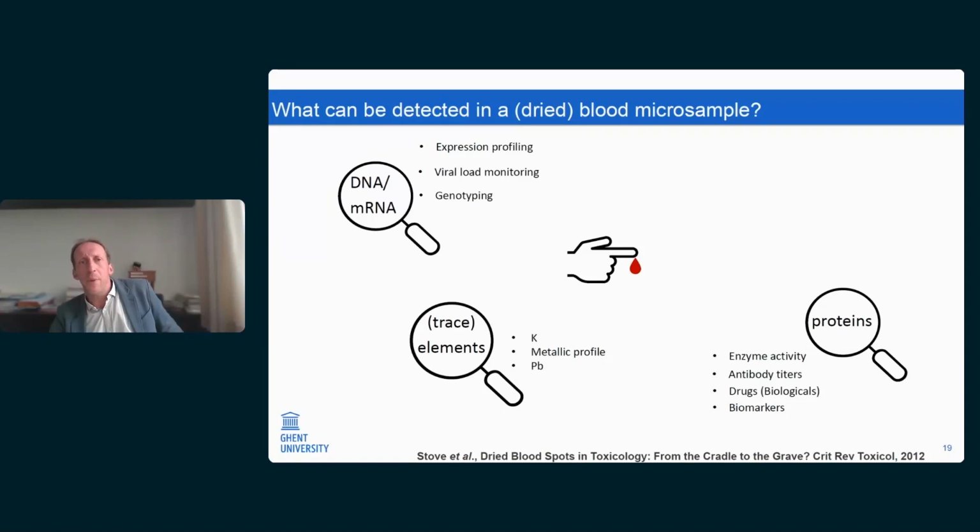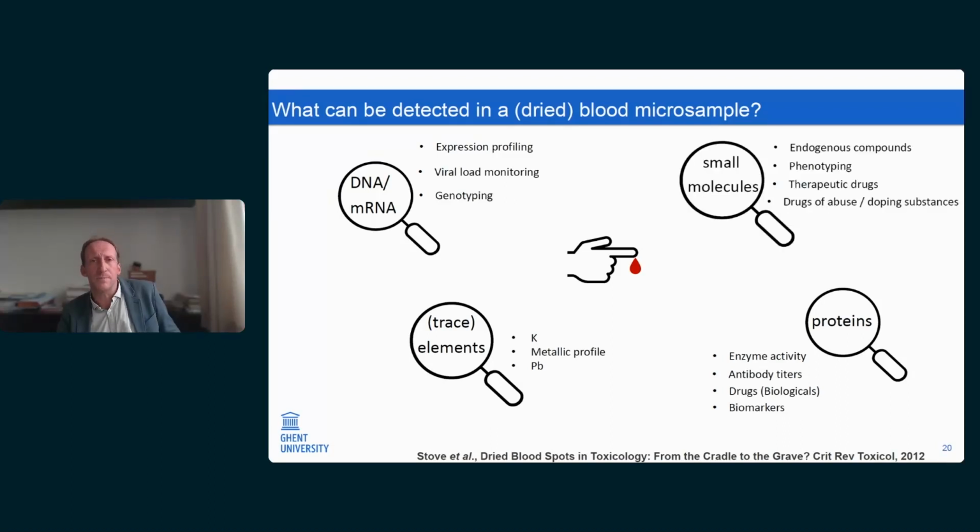You can also look at trace elements. Potassium is one example. We've used potassium as a correlate for the hematocrit. Metallic profile, you can look at, for instance, the wear of a metal-on-metal prosthesis, an application which we have shown to work for cobalt. You can look at lead, for instance, for environmental purposes, and you may think of different examples. And of course, typically, if you think about therapeutic drugs, then we may think about small molecules. Those could be endogenous compounds, as in the case of newborn screening, but also phenotyping, therapeutic drugs, drugs of abuse, doping substances. And so there's many examples that you could think of.